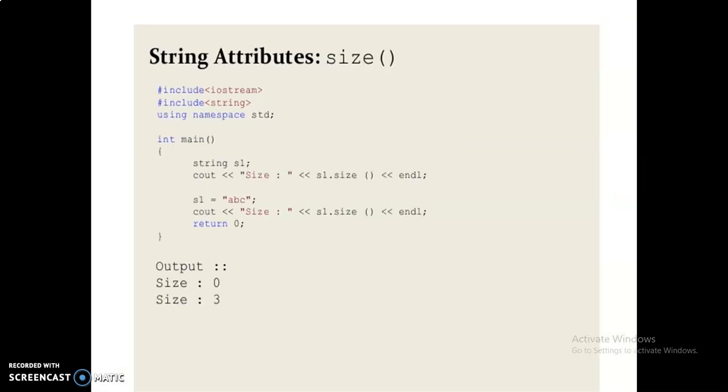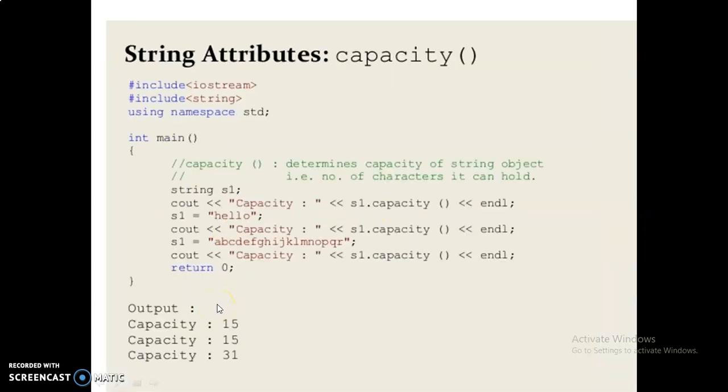And then the size. Size just displays the size of the string. The first string is a null string, there is no string present here, so this output statement S1.size() returns 0. Then the string S1 is assigned the 3 letters ABC. After this initialization, the output statement S1.size() returns the size, which is 3.